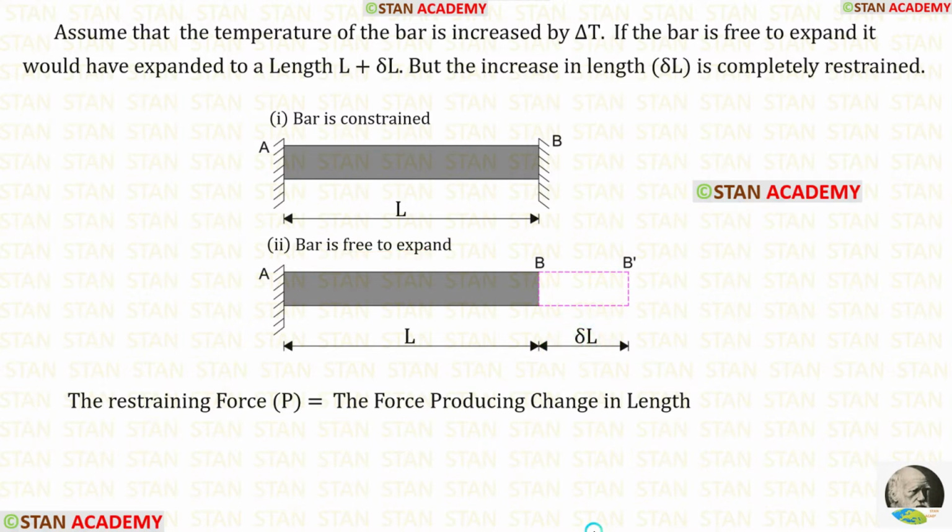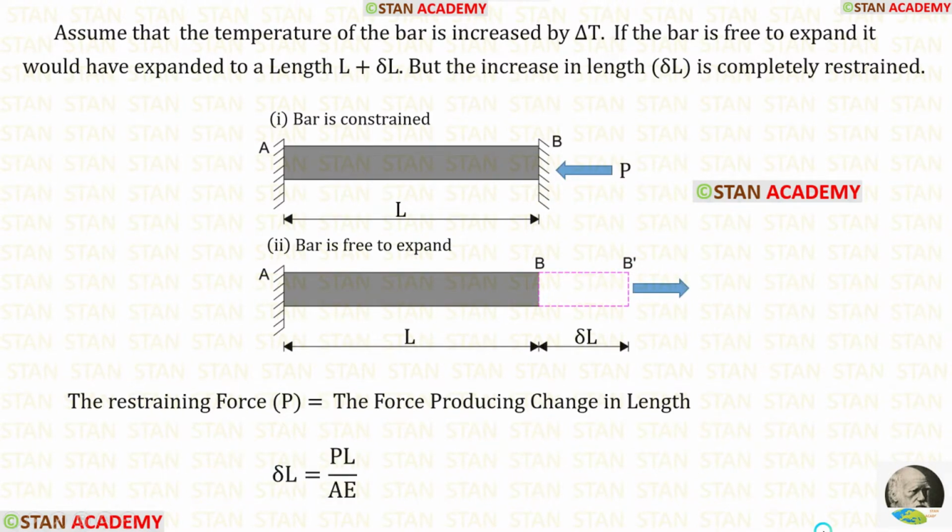We know that in the first figure, the bar is constrained. So there will be no change in length even if the temperature is increased, because here there will be a force to prevent the change in length. Here we can come to the conclusion the restraining force P should be equal to the force producing change in length. Here we can use the formula for the change in length, delta L equals PL upon AE.